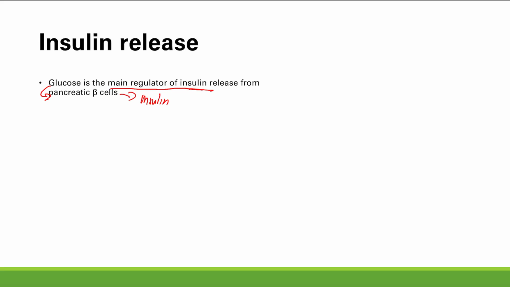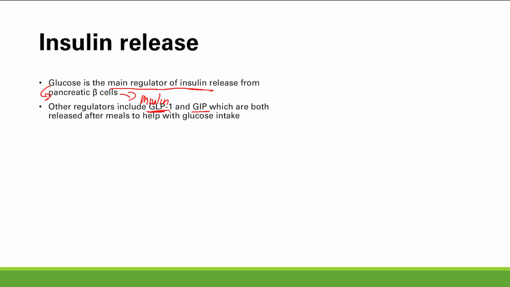Now there's a few other regulators of insulin release, especially in the GI system. Do you remember what they were? Specifically, it was GLP and GIP. So GLP was glucagon-like peptide, GIP was glucose-dependent insulinotropic peptide. So these are released after meals to help with glucose intake. It makes sense. You ate food, you ate a bunch of carbohydrates, you had ice cream, it goes into your gut. You have all this carbohydrate there, and you want to take that into your body, so you're going to stimulate release of insulin through these different molecules, GLP-1, GIP.